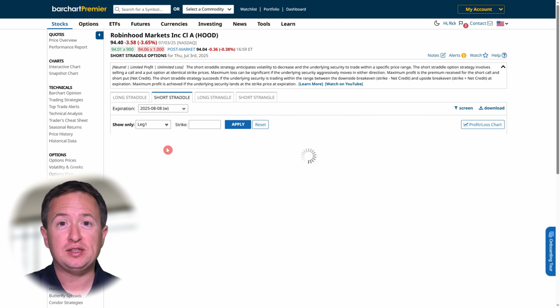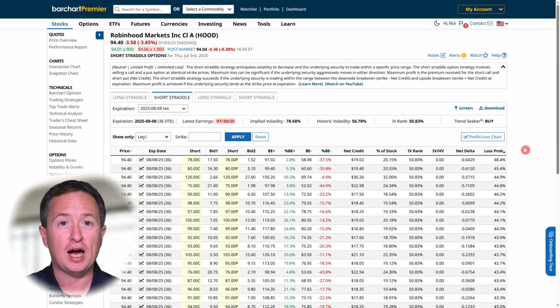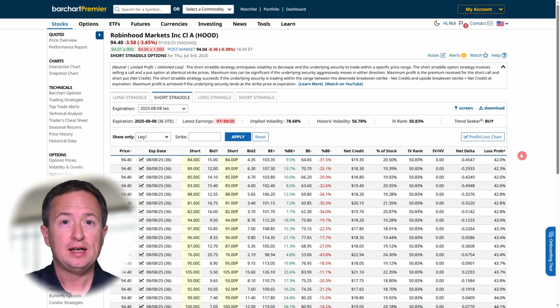Now we have a list of potential trades with several metrics and data available arranged in columns. What you'd want to do here is go to the loss probability column at the very end and click it until it shows the lowest to highest loss probabilities. And here we have a trade that I like with a 42% loss probability. So let's use that as an example.